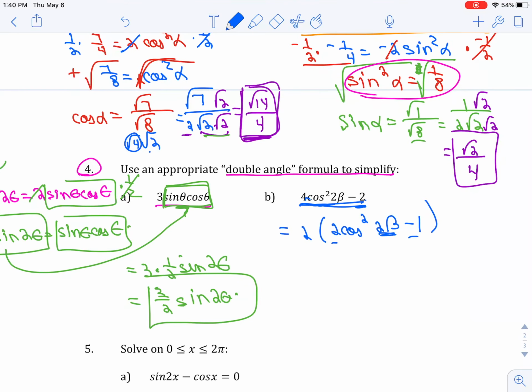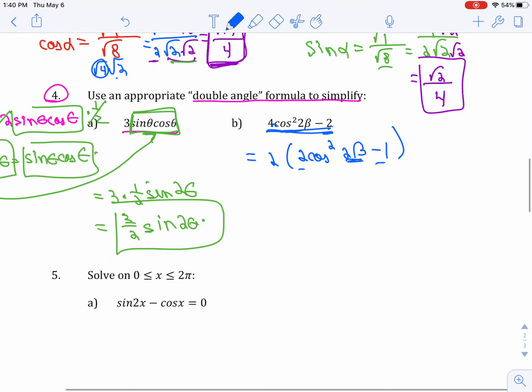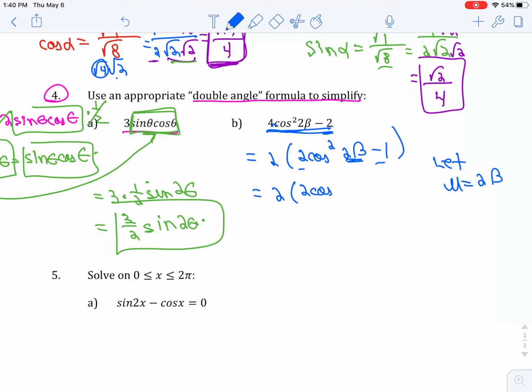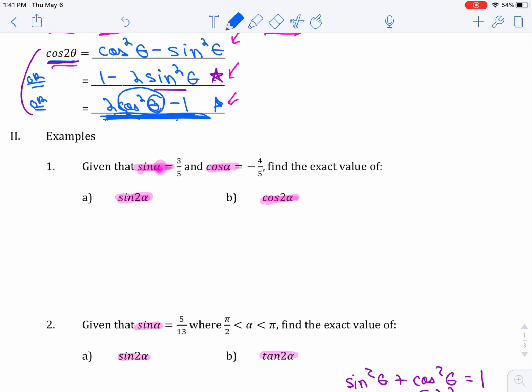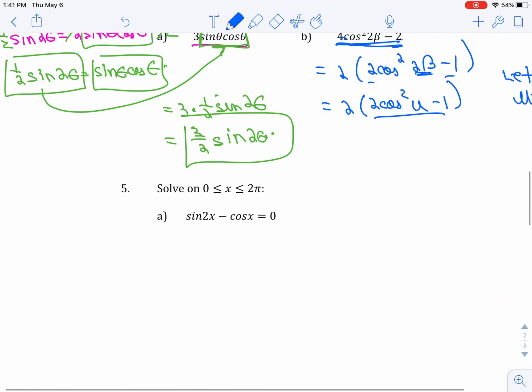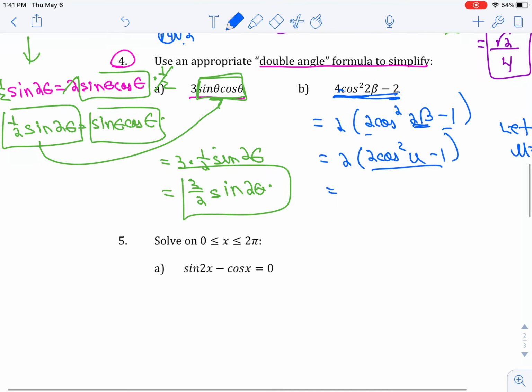So when we simplify it, we're going to do a little substitution. Let u equal 2 beta. Why do I do that? Because that means this turns into 2 times, and then 2 cosine squared u minus 1. And this should remind you of the formula right here, except in place of theta, we put a u. If I do the same thing here, in place of theta, put a u, I'm going to end up with that this is 2 times the cosine of 2u.